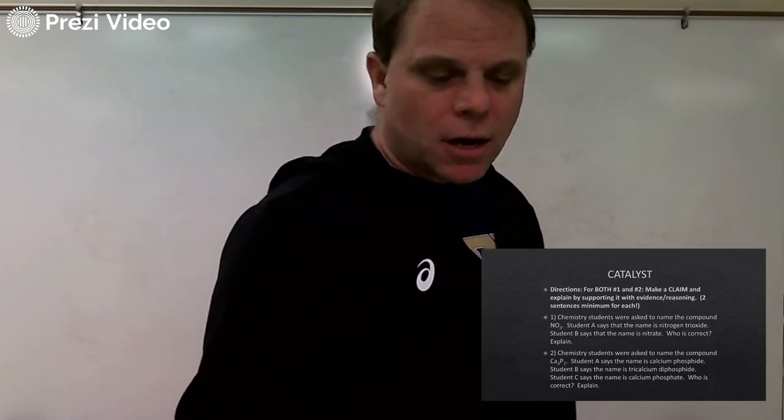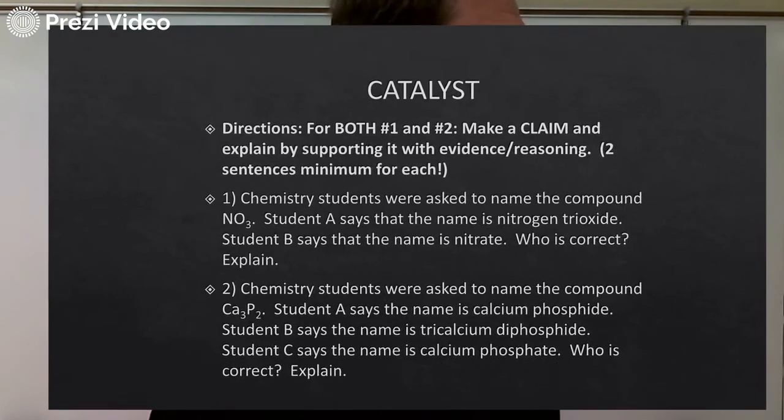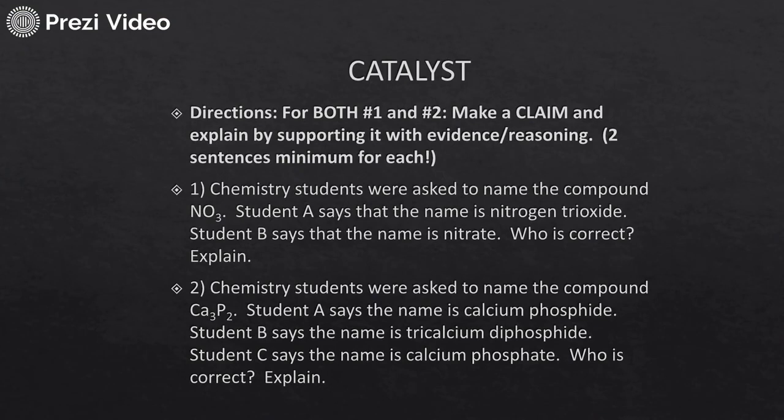Okay, so here we have a catalyst that is kind of a fun one to do. Chemistry students were asked to name the compound NO3. Student A says the name is nitrogen trioxide. Student B says the name is nitrate. Who is correct? And explain. All right, if you think about that, give you a second to pause and answer it and then come back.